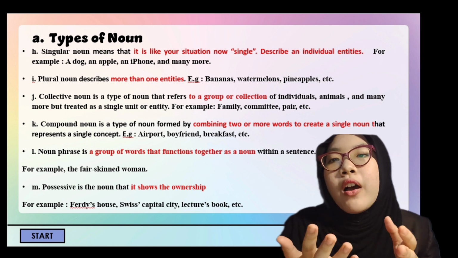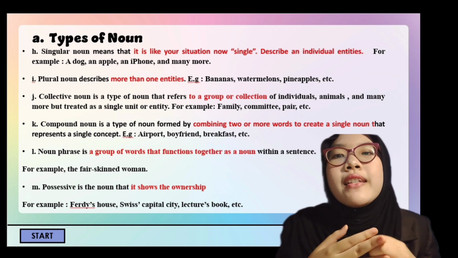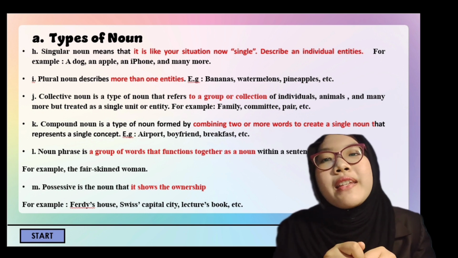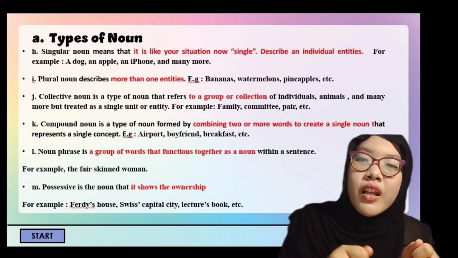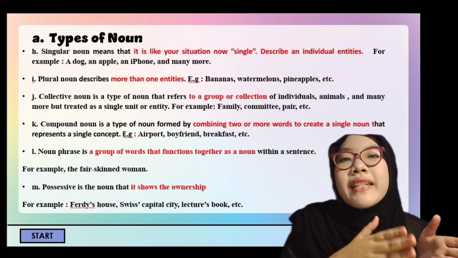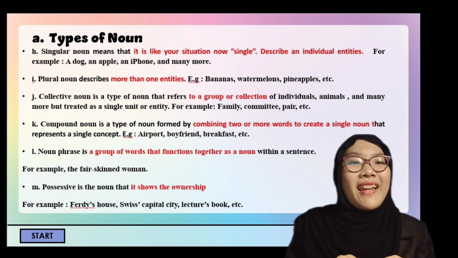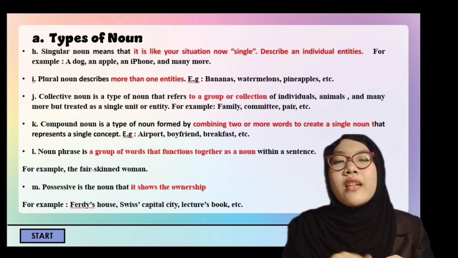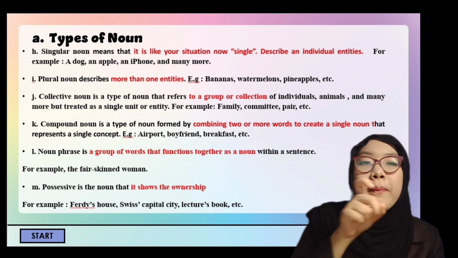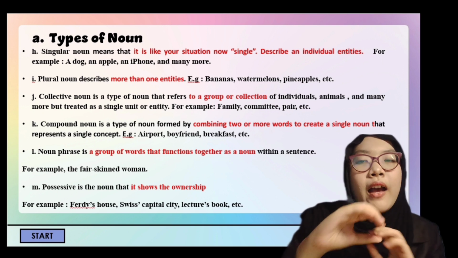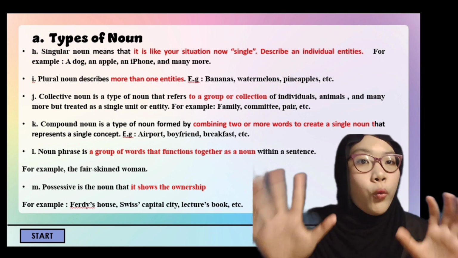And the next one is about the possessive. It's the noun that shows ownership. For example, Ferdi's house, Swiss capital city, lecturer's book, something like that. So you can notice that actually this is the apostrophe and s after that. It shows the ownership of something.